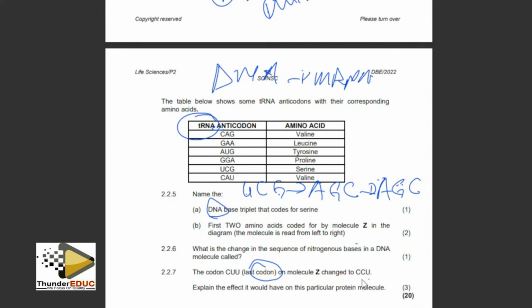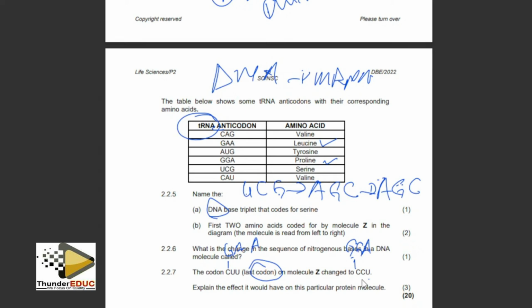We are saying that this is going to be GAA, and then this is going to be GGA. So GAA is going to be what? Now you are saying this is going to be leucine, like the same example I gave. CCU is going to be GGA. GGA is going to be what? Proline. Now you write that this codes for leucine and this codes for proline. Those are 2 marks: leucine a mark, proline a mark.